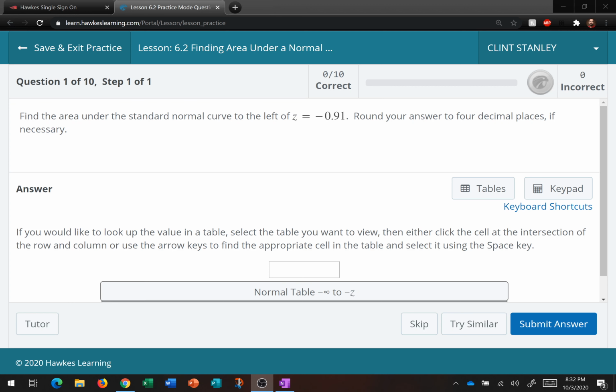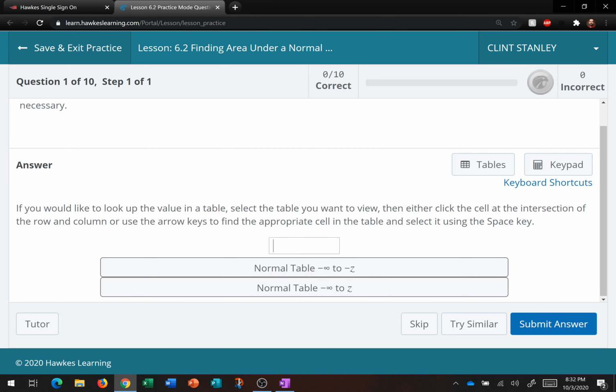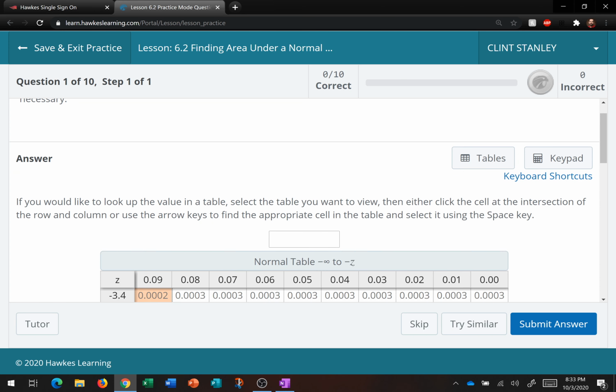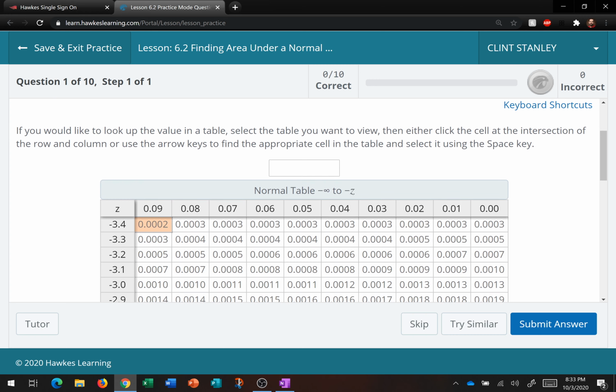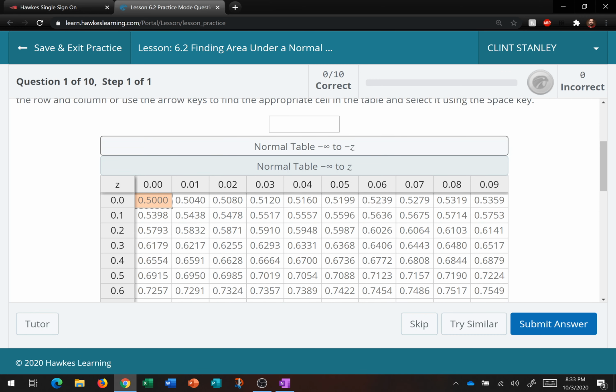Okay, quick little video hopefully to help you out with section 6.2. So the thing to start out noticing is that the tables that it offers us go from negative infinity either to negative z or negative infinity to z. So what that's doing is giving us everything from the left side all the way up to the z value we look for. And the only difference between the two tables is whether the z value we're looking up is negative or positive. Okay?